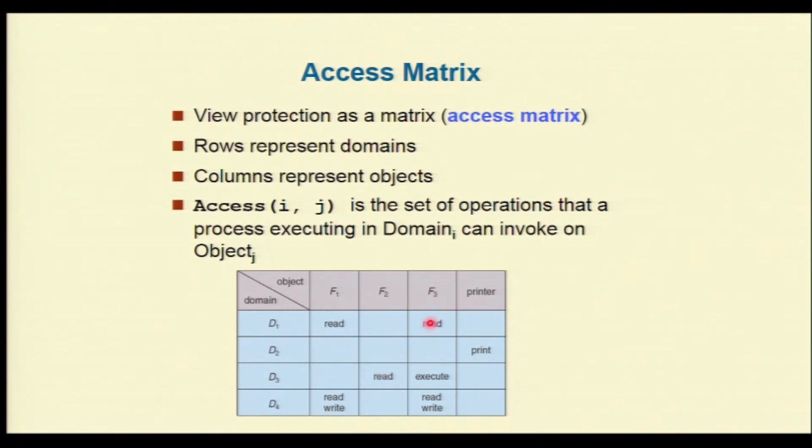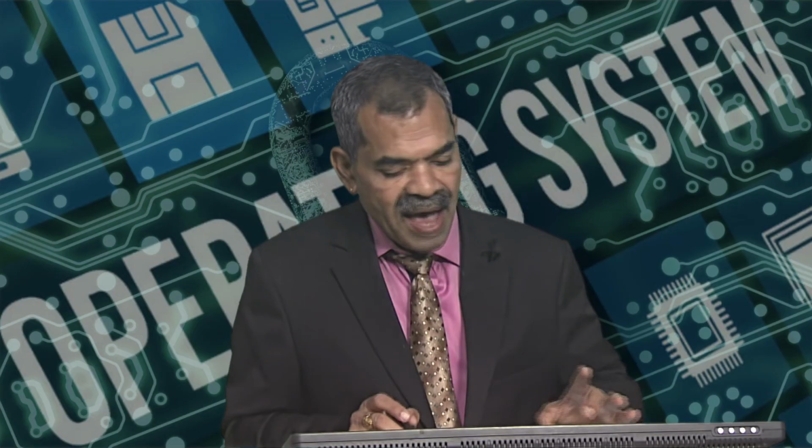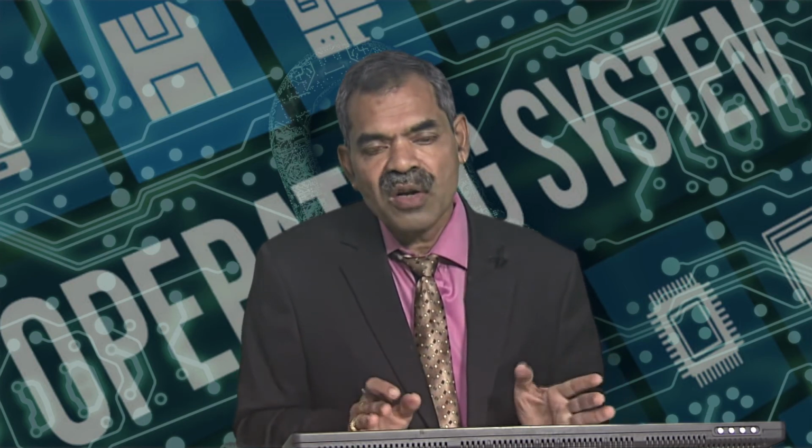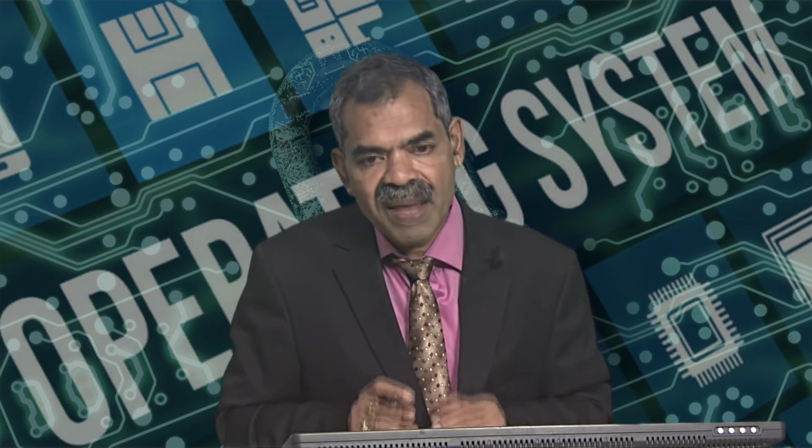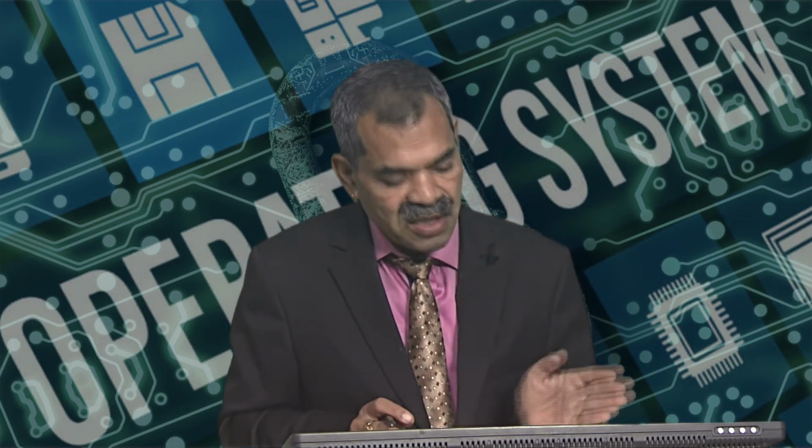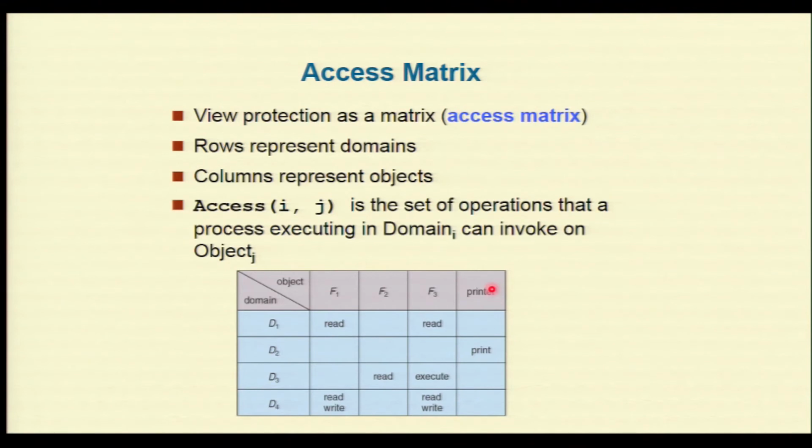For F3 in domain 1 it is only read. So, what we understand here is that all the description that I have given is now emerging as a very simple data structure called matrix, which is known even in 10th class. A 10th class student would have worked with matrix, the representation, the rows and columns. The columns are the objects, the rows are the domains. There are 4 domains, 4 objects. You fill in the cells. The cell which is D1 F1 is only read.